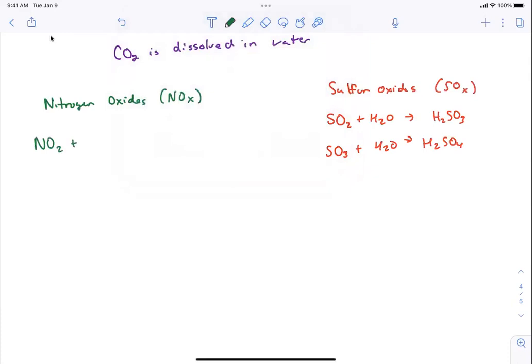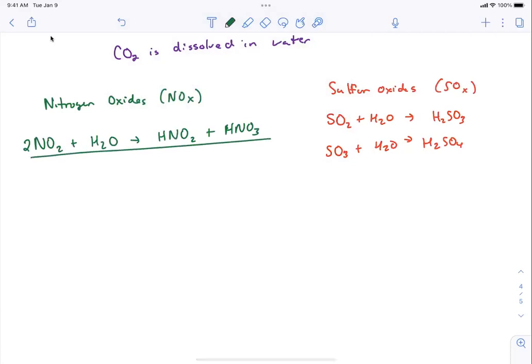The one that ends up being tricky is NO2, which is one of the most common NOxes. It will react with water to form actually 2 acids. Okay. And I would say memorize this equation, because you can't really figure this out on the fly. You either know it or you don't. And that's the one they generally ask about on the test.